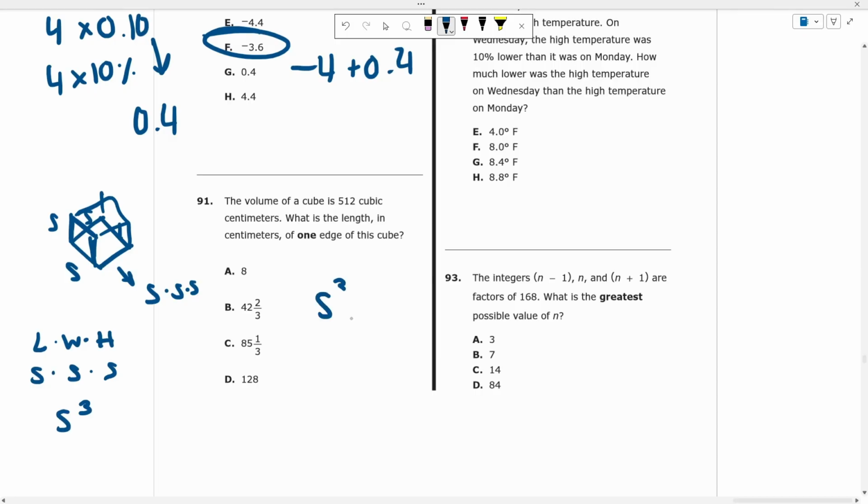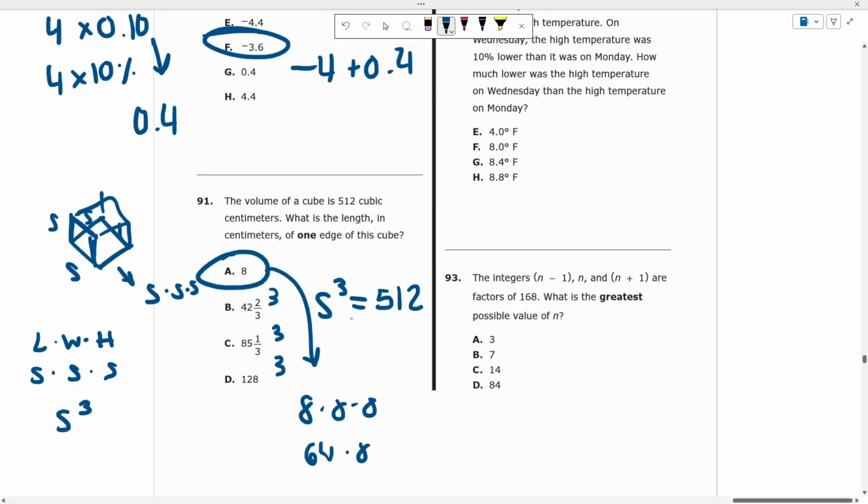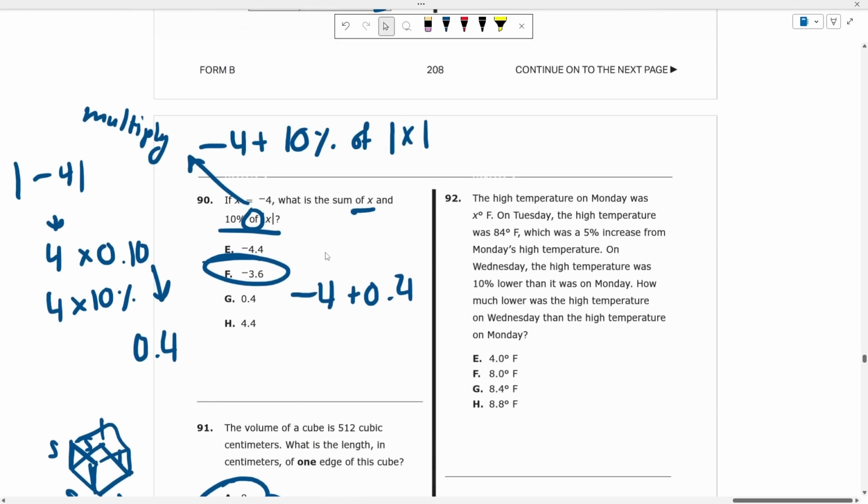So we know that s cubed is equal to 512. So which one of these values, when you cube it, is going to equal 512? Well, it's going to be 8, all right? 8 times 8 times 8. 8 times 8 is 64, and 64 times 8 is equal to 512. You can kind of logic this one out because if you cube 128, that's going to be like a crazy big number. And the same thing with 85 and 42. Those are going to be way too big.